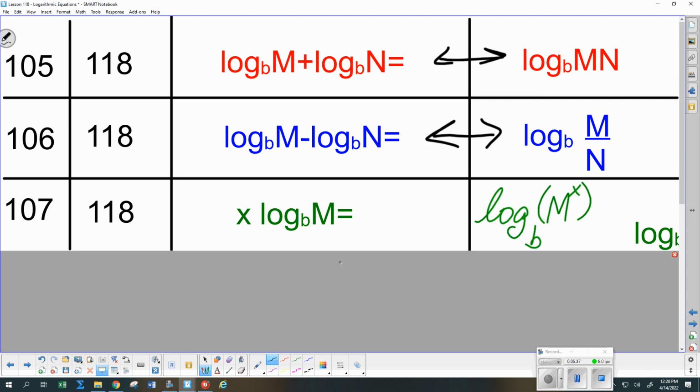If I start out and I'm subtracting two logs with the same bases, I can condense that, just one single log, and the m over the n. I divide those arguments.